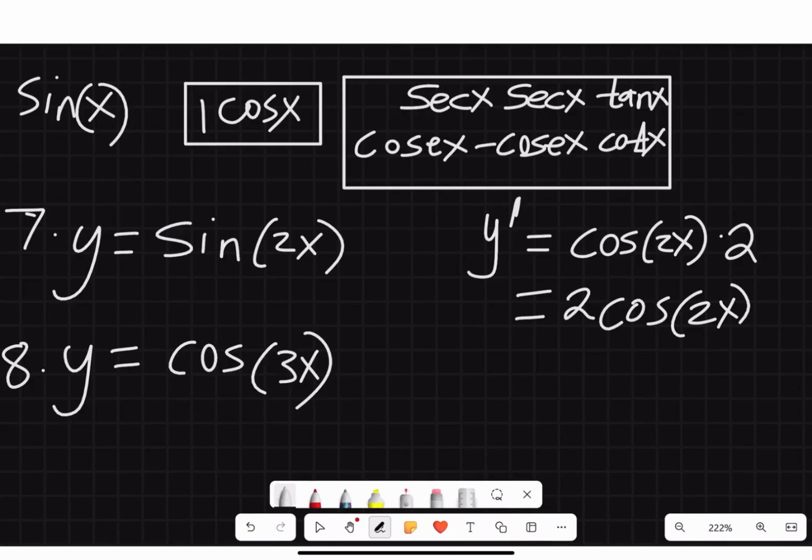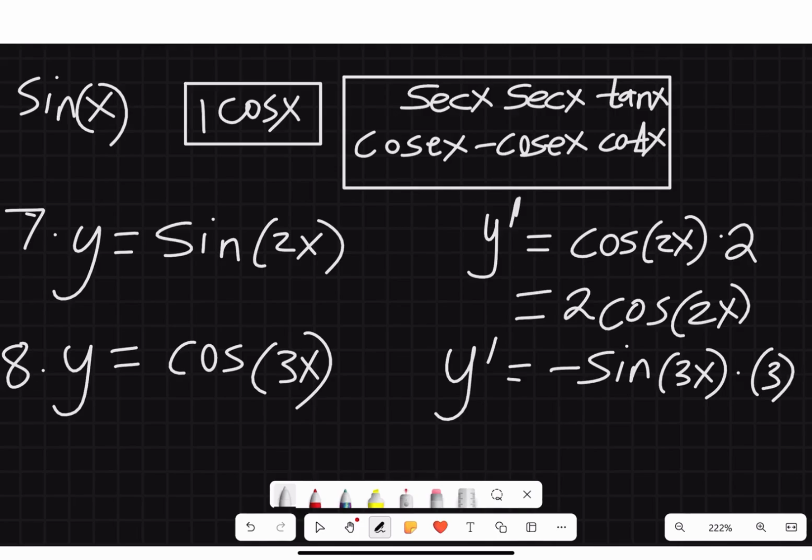So here, ladies and gentlemen, I'm sure we can see that we are going to have the derivative as negative sine 3x multiplied by 3, because the derivative of the angle is 3. All right? And then when we simplify this, it becomes negative 3 sine 3x. I hope we're still together. I hope we're still following.